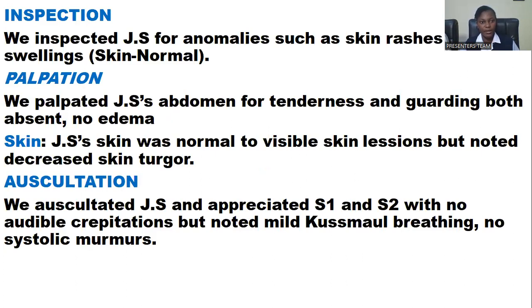On inspection, we inspected JS for anomalies such as skin rashes and swellings. Skin was normal. On palpation, we palpated JS's abdomen for tenderness and guarding, both absent, and no edema was present. On the skin, JS's skin was normal to visible skin lesions, but noted decreased skin turgor. On auscultation, we auscultated JS and appreciated heart sounds with no audible crepitations, but noted mild Kussmaul breathing. No systolic murmurs were heard.